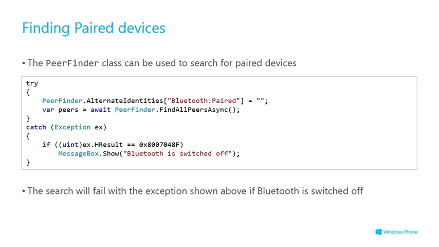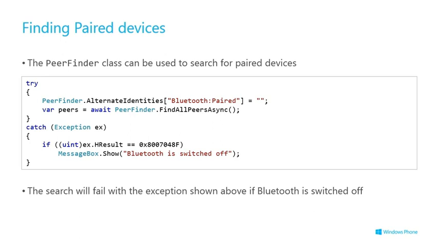There's a PeerFinder API, which we will see used a lot. First of all, you have to set this static AlternateIdentities dictionary. You have to add an entry of that which is Bluetooth:Paired. The value you set that to is not significant. You just need to create that key in this AlternateIdentities dictionary, and then call the FindAllPeersAsync method. It's an awaitable, so when that comes back, it will give you a list of the paired devices.